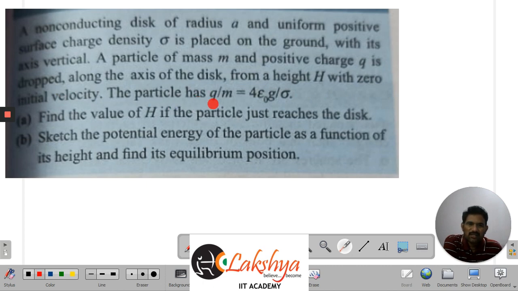The particle has q by m equal to 4 epsilon naught g by sigma. Find the value of h if the particle just reaches the disk, and sketch the potential energy of the particle as a function of its height. Find its equilibrium position. So actually it's a previous IIT Advanced question. Along the axis of a disk we are releasing a particle such that it just reaches the center of the disk. We need to find from what height we should release the particle, and they are also asking the variation of the potential energy and its equilibrium position.